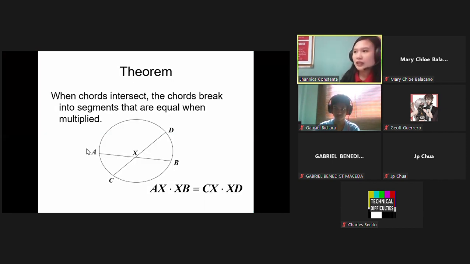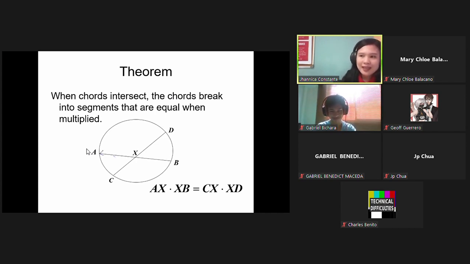chord intersect, the chords break into segments that are equal when multiplied. So that means when there are two chords in our circle and they intersect each other, forming an angle, those segments being formed by the chords will be equal once we multiply, just like what we have on the screen for circle X with a chord AB and chord CD. The chord AB and chord CD intersect and form four segments.